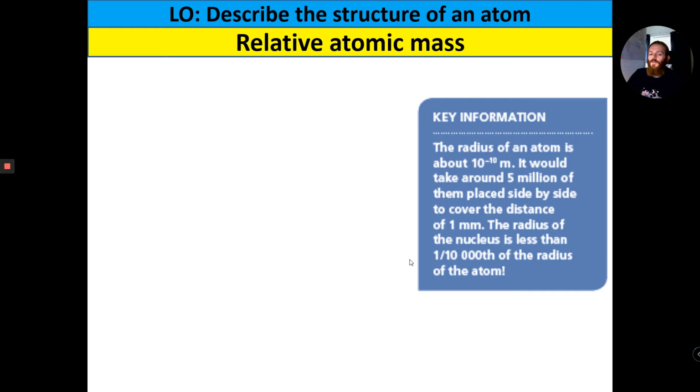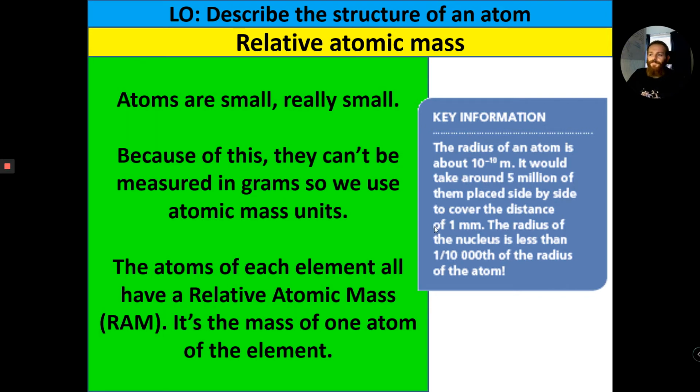Okay, so let's move on then. Before I get to a picture of an atom, I just want to talk about something called relative atomic mass. We're dealing with some pretty difficult things to wrap your head around here. We talk about things that are so small, they're obviously not visible, but it's also not possible to measure them in terms of the normal units of mass that we'd normally use. So atoms are small. Because of this, they can't be measured in grams, so we use what's called atomic mass units. The atoms of each element all have a relative atomic mass, or RAM, and it's the mass of one atom of the element.